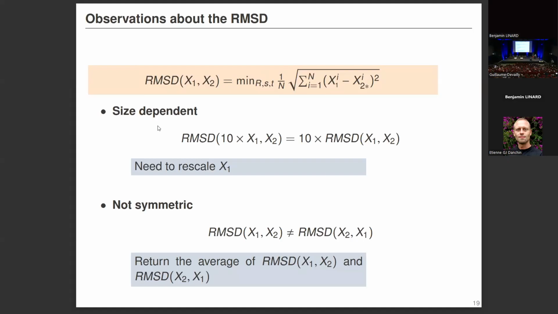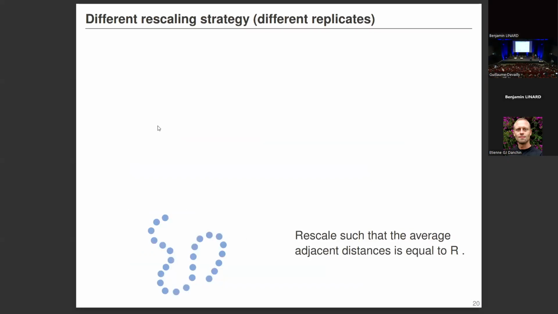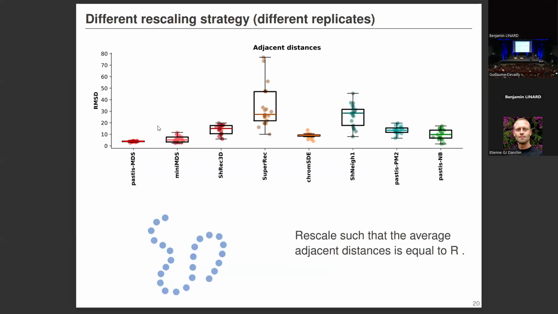we knew that the RMSD was dependent on scale, but at some point, not that long ago, about 3-4 years ago, I thought, well, I'm going to test different rescaling strategies. So I'm going to show you the different results. The first thing I did is I rescaled the structures such that the average adjacent distance was roughly equal to a constant. I'm showing you the results on human data where we compare different replicates. I think it's the 100 kb plots that I'm showing you. Each point of each method corresponds to one chromosome, and I've done this with the whole set of chromosomes that I had.